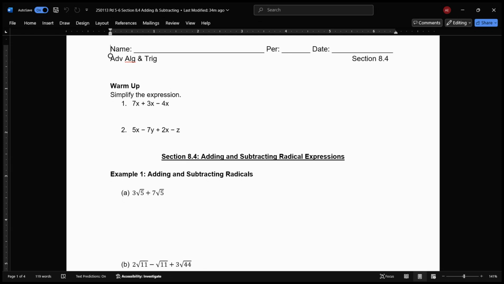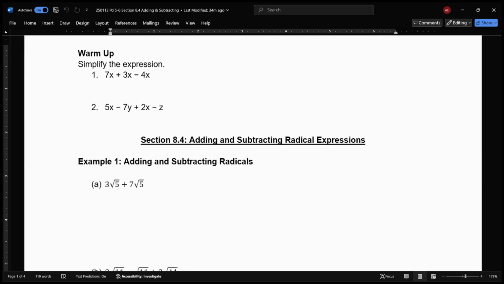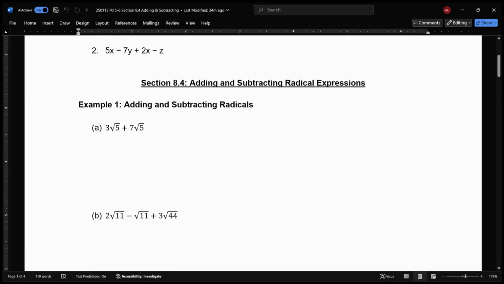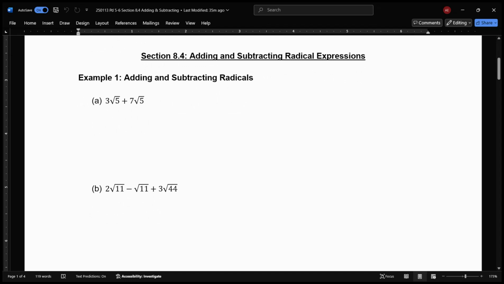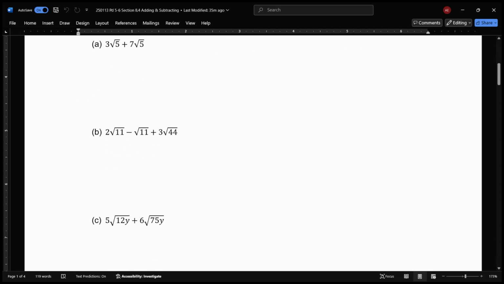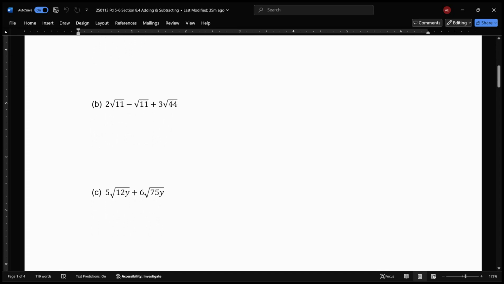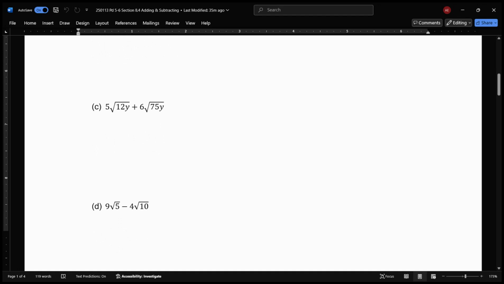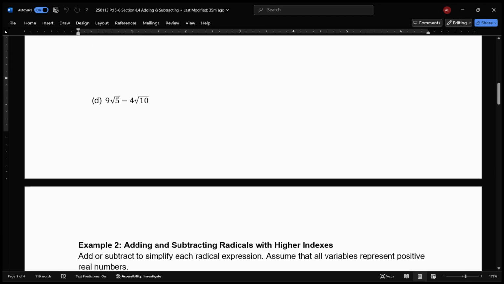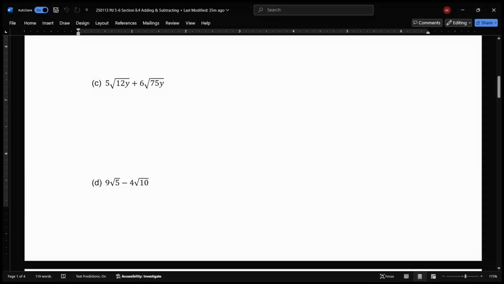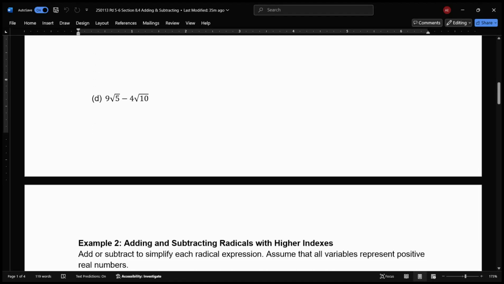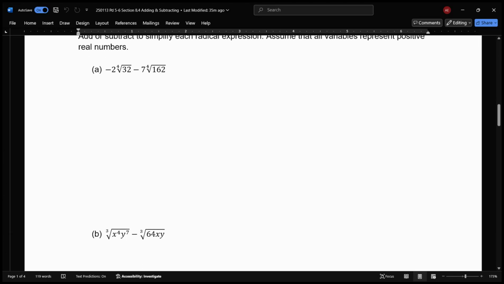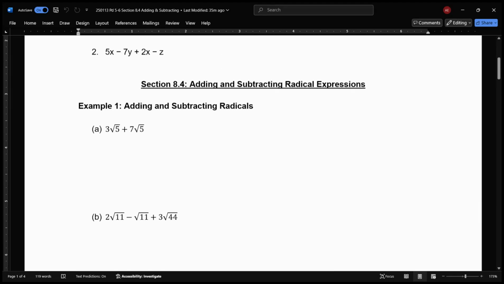So really quickly, the do now warm-up is related to what we'll be talking about, and essentially we're just combining like terms when it comes to the radicals, but in certain instances we will need to reduce the radicals before we determine whether or not we have like terms to combine. Square roots, which will be familiar, but then also fourth roots and cubed roots, etc. So let's get into it, right?